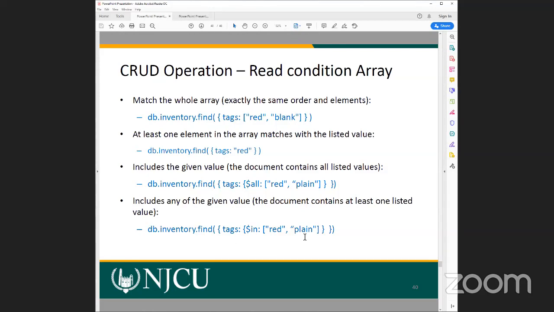In the last bullet point here, I replace the all operator with in. That means I would like to see whether any value matches any given value, from this red and plain. If I have a document that only includes plain, I will accept it. If the document only includes the red value, I will accept it. If the document includes both red and plain, even better, I can accept it. I will only exclude the document which doesn't have either red or plain. So these are the two different conditions, and in and all are operators.